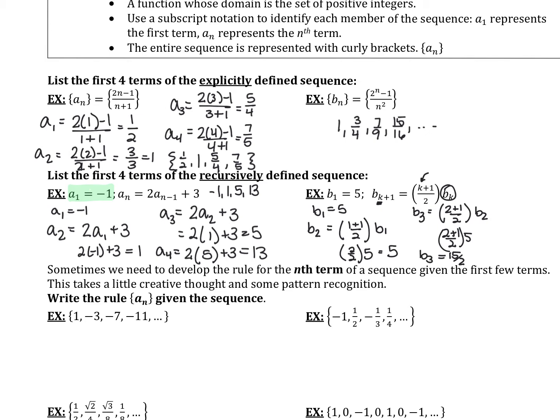And then I would continue again to find b sub 4, and hopefully what you got, b sub 1 is 5, b sub 2 is 5, b sub 3 is 15 halves, and hopefully when you plug in 4, you see that the fourth term is 15.